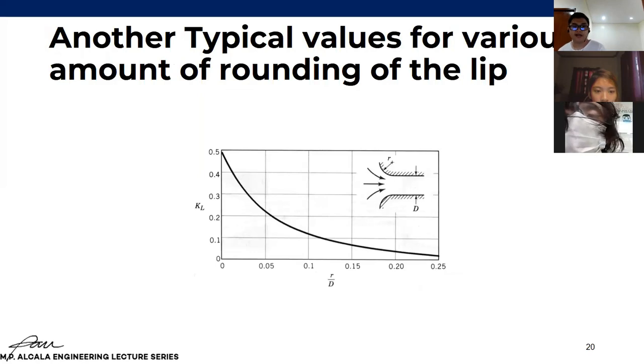So, another typical values, again from a diagram, no? Of rounding of the lip. So, pinapaikse, depending sa radius over the diameter of the entrance. So, pwede rin pala siya makompute. Okay, just take note of this graph. Alright.